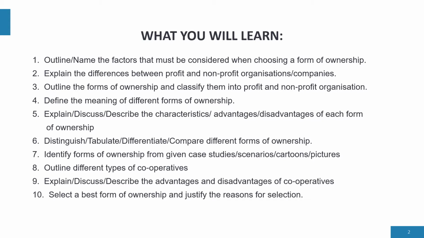Explain, discuss, describe the characteristics, advantages, and disadvantages of each form of ownership. Distinguish, tabulate, differentiate, and compare different forms of ownership. Identify forms of ownership from given case studies, scenarios, cartoons, or pictures. Outline different types of cooperatives. Explain, discuss, describe the advantages and disadvantages of cooperatives, and select the best form of ownership and justify the reason for selection.